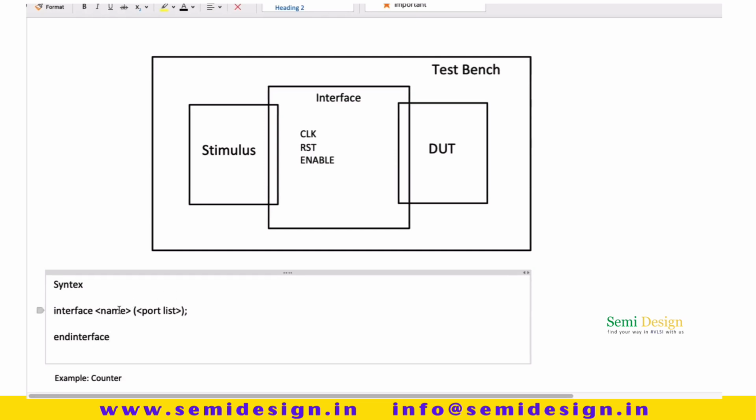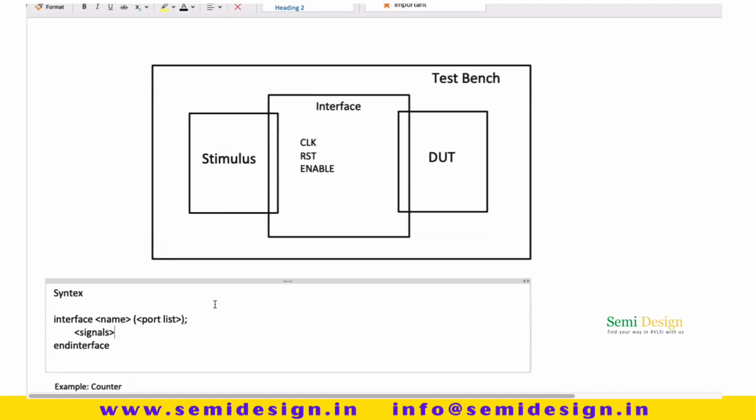So this is a simple syntax, and in between we have our signals which we have to connect between the design and stimulus in the testbench. It is similar to the module. I guess you got this. Okay, so let's take a simple example to understand how we can implement an interface, replacing the traditional way of connecting or mapping the signals between the testbench and design.